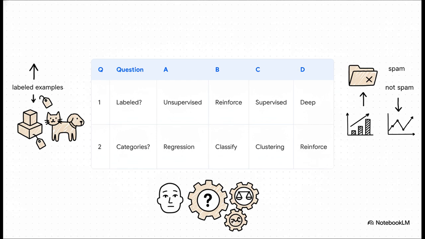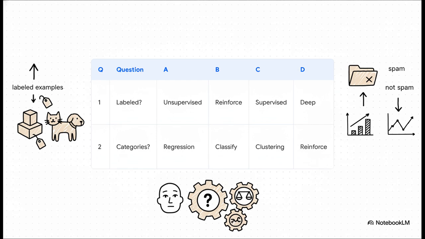Question 1. Which type of machine learning uses labeled examples? Is it A, unsupervised, B, reinforcement, C, supervised, or D, deep learning? Question 2. Predicting categories like spam or not spam is called A, regression, B, classification, C, clustering, or D, reinforcement.